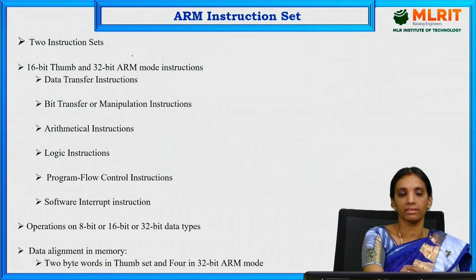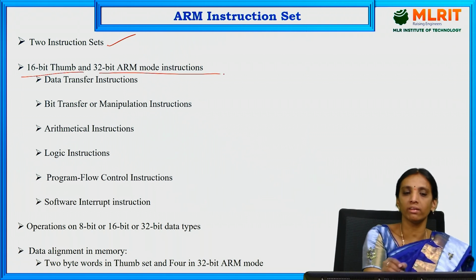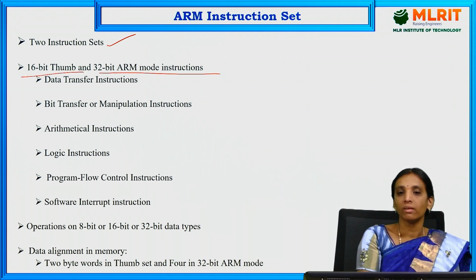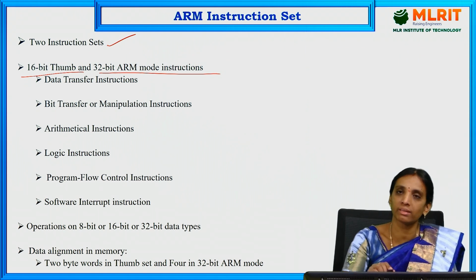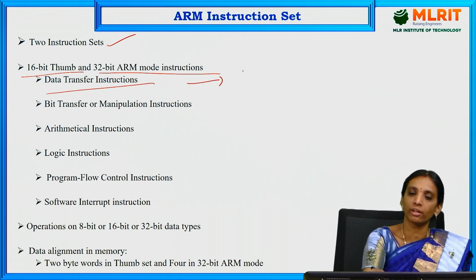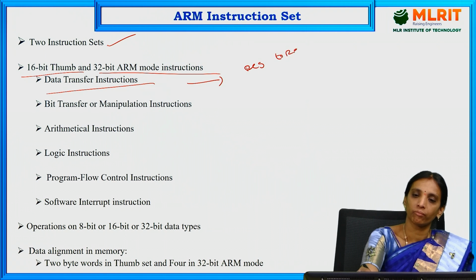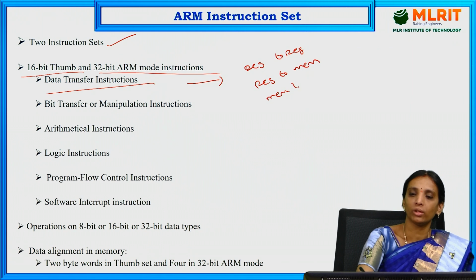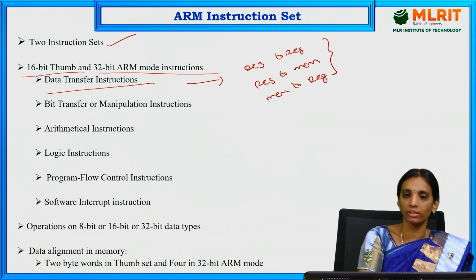So next, the ARM instruction set. It consists of two instruction sets: one is the 16-bit thumb instruction set, another one is the 32-bit ARM instruction set. Here there are different types of instructions possible in the ARM processor. The different types of instructions available in the ARM instruction set include data transfer instructions. Data transfer instructions are nothing but transferring data from one place to another, source to destination, here from register to memory, register to register, or from memory to register. These are the possible data transfer operations in the ARM processor.